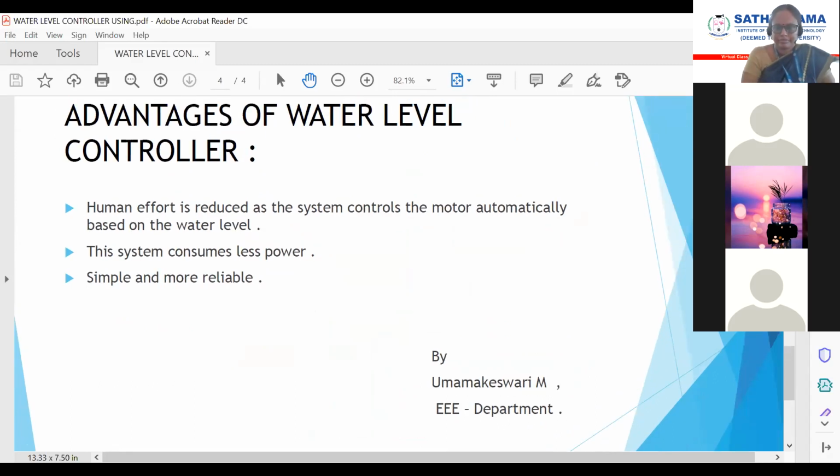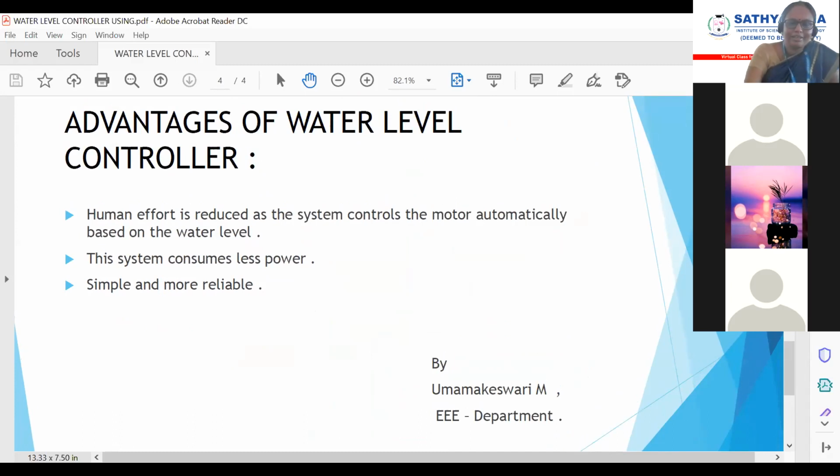Advantages of the water level controller: human effort is reduced because the system controls the motor automatically based on the water level, and it consumes less power, and is simple and more reliable. Thank you, ma'am. That's it, ma'am.